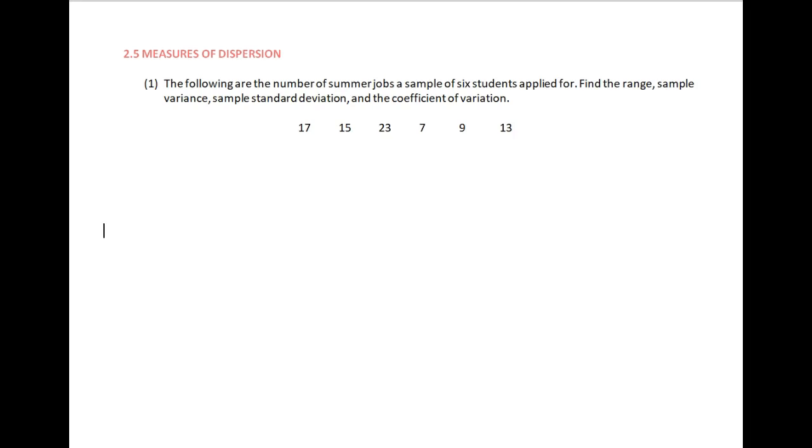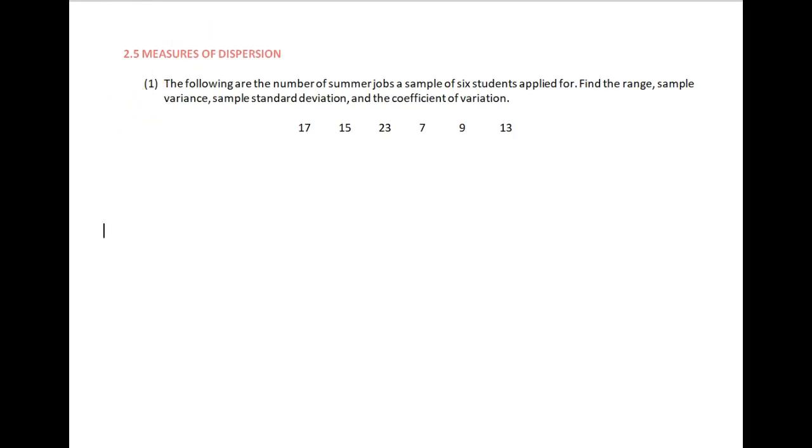I'm going to go ahead and read off this problem. We'll get started. The following are the number of summer jobs a sample of 6 students applied for. Find the range, sample variance, sample standard deviation, and the coefficient of variation. Okay, so let's start with the range first. The range is the easiest.